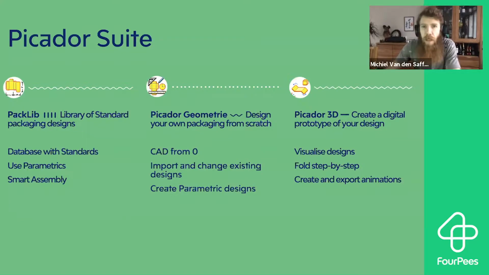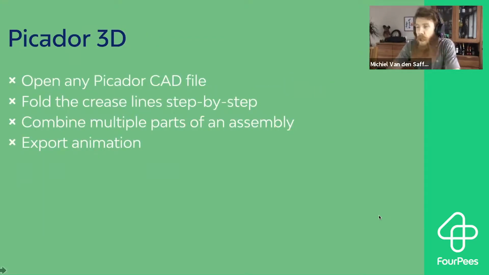So, I should have actually switched slides already to this. So what can you do in Picador 3D? You can open up any of your Picador 2D files. They have to come from 2D to work well in Picador 3D, but Picador 2D, Picador Geometry, has the ability to import pretty much any standardized format. So you can open up PDFs, Illustrator files, DXF files, all that kind of stuff into Picador 2D and then go to 3D from there.